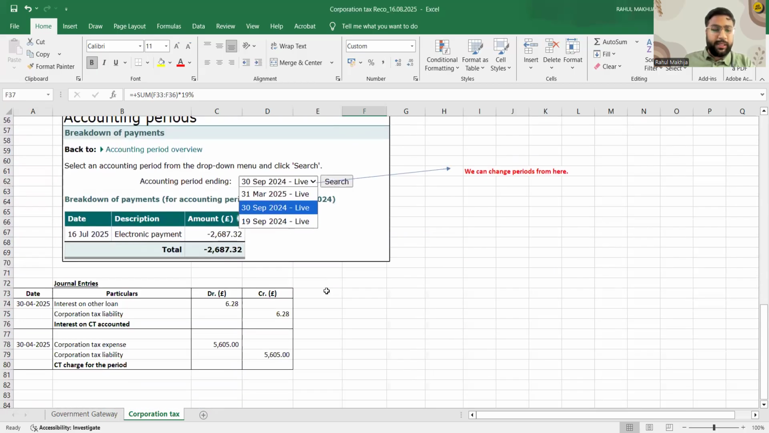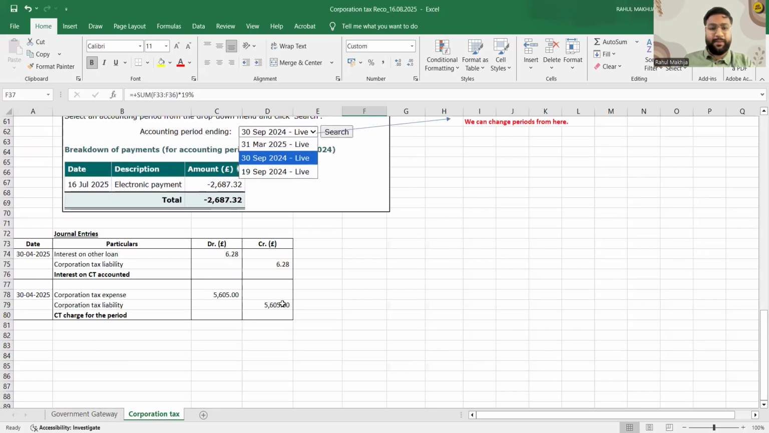Let's look at the journal entry for interest on CT, which we have paid. So what we will do is we will debit an expense account, which is interest on other loan, and we will credit our corporation tax liability by that amount. And for the CT charge for the period, we will debit corporation tax expense and we will credit corporation tax liability as mentioned here.